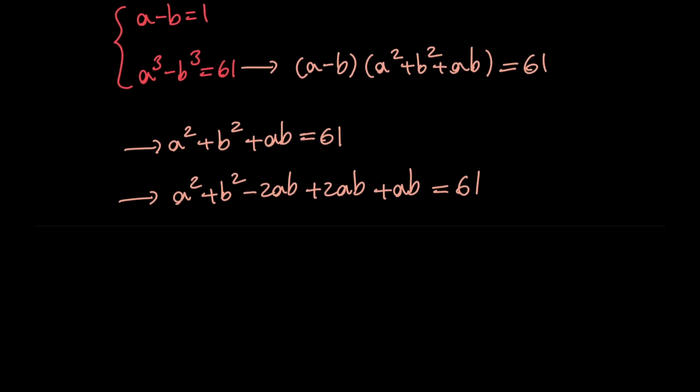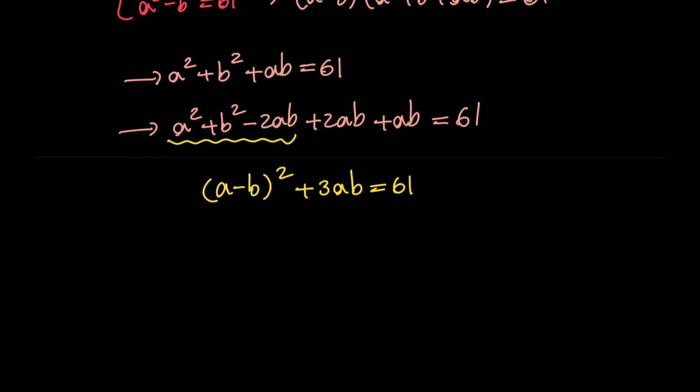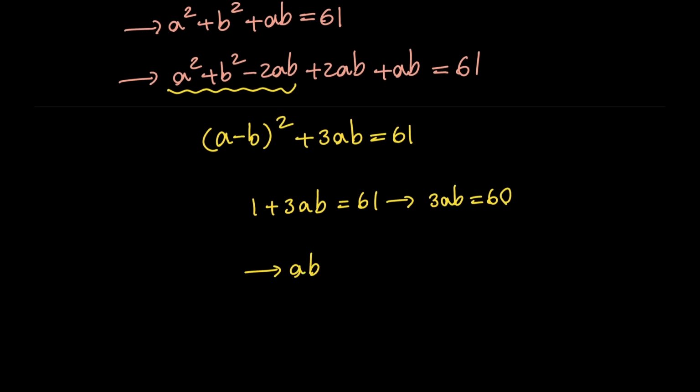Now, notice that these three form a perfect square, and I can replace them with a minus b all squared. So we have this plus 3ab equals 61. Now remember that a minus b is 1, therefore a minus b squared is 1. So we have 1 plus 3ab equals 61, which means that 3ab equals 60, and that means that ab equals 20.